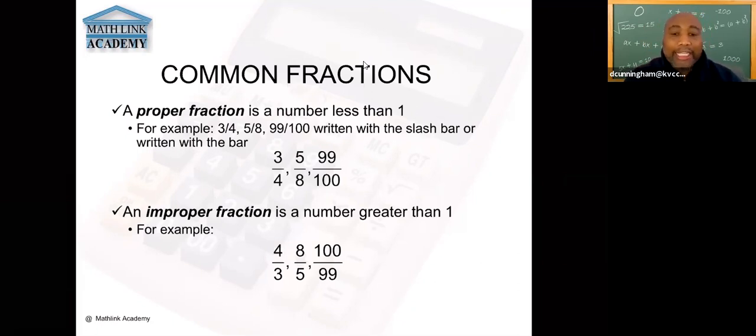An improper fraction is a number greater than 1. For example, 4/3. That is an improper fraction because the numerator is greater than the denominator. 8/5 and 100/99, for the same reason, are improper fractions.